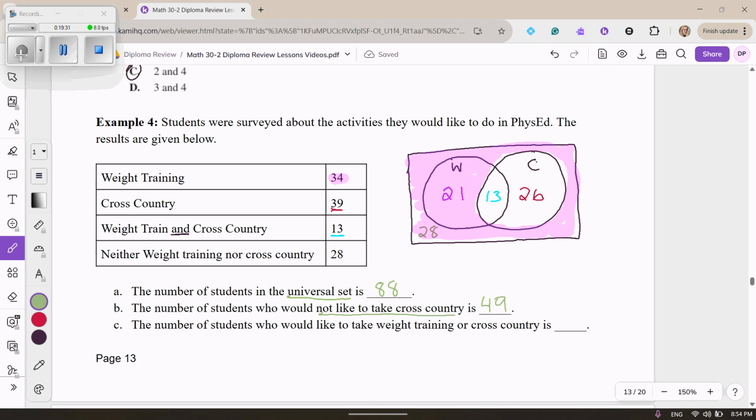And then lastly, the number of students who would like to take weight training or cross country. Remember, or is the union, so everything inside our circles, which means we're going to take 21, we're going to add 13, and we're going to add 26. 60. So once again, these numbers cannot be found unless we make a Venn diagram.